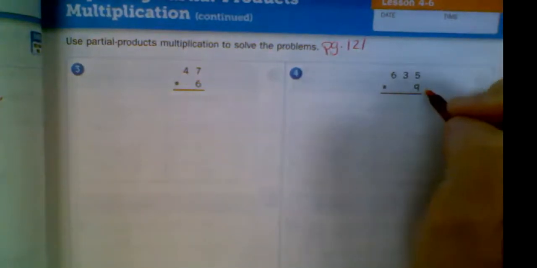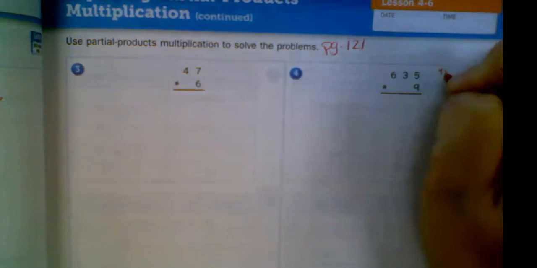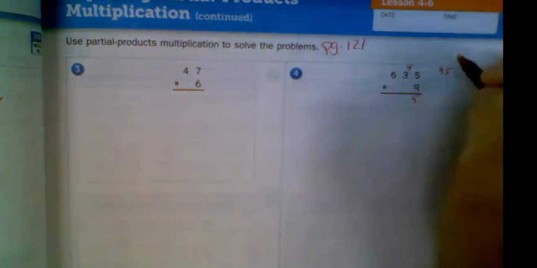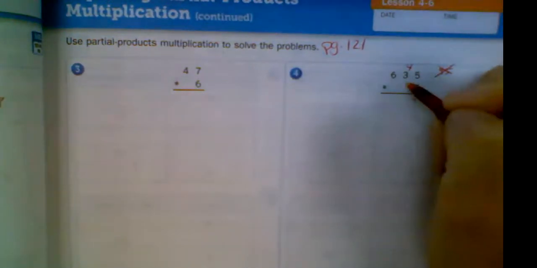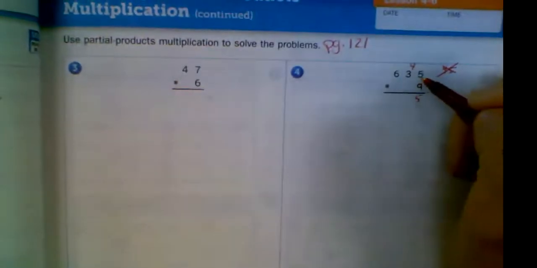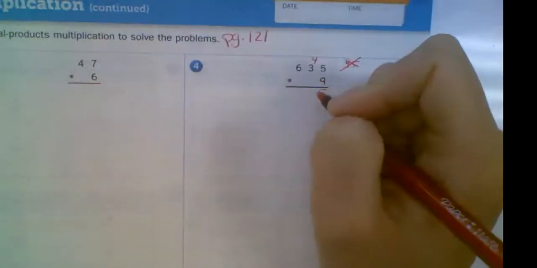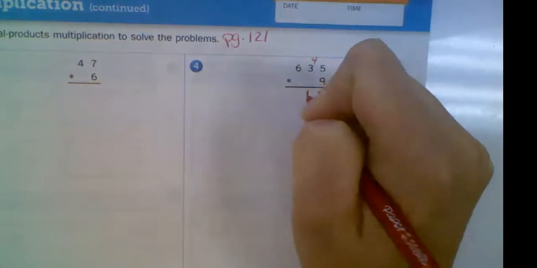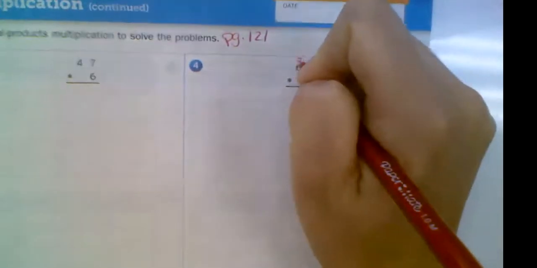We're on number 4. 5 times 9 is 45. So you put the 5 on the bottom, the 4 on top. 9 times 3 is 27. 27 plus 4 more is 31. Oops, 31. So 1 on the bottom, the 3 on top.